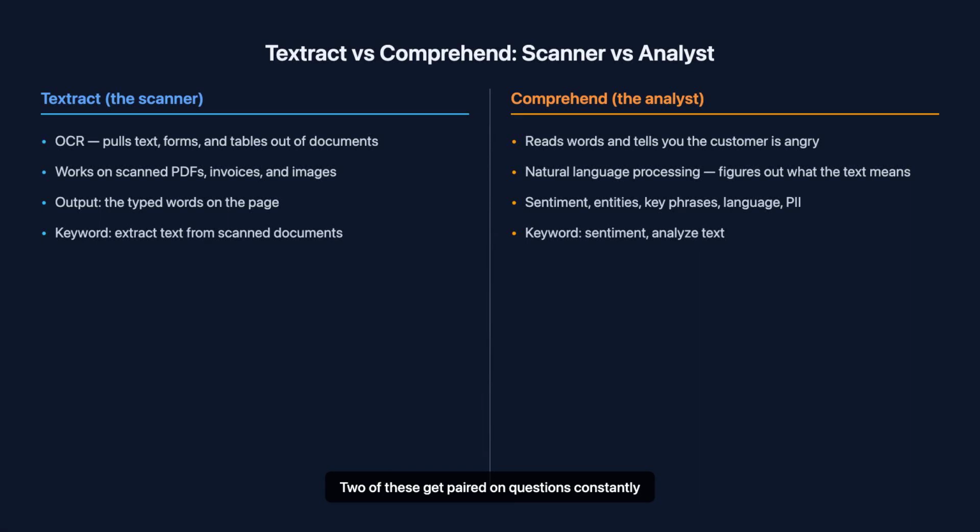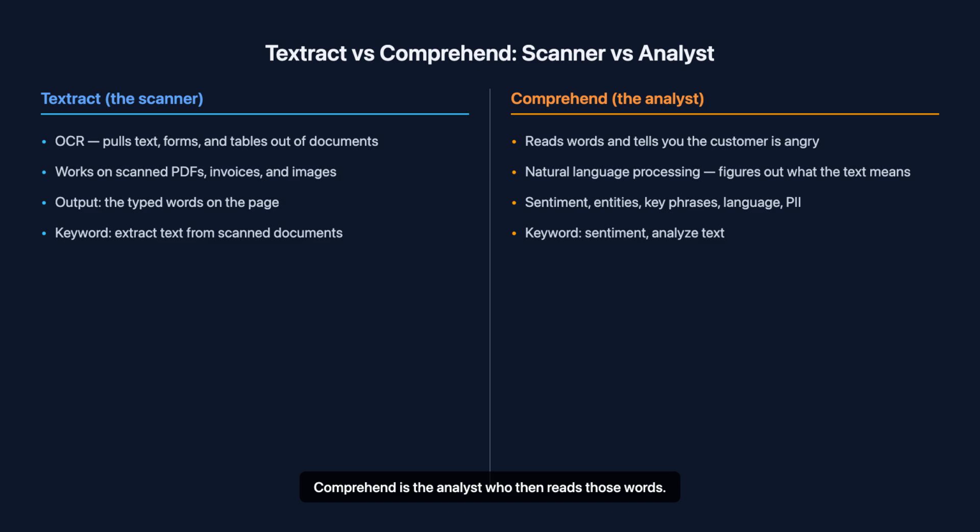2 of these get paired on questions constantly because they sound related, so let's make the difference concrete. Textract is the scanner. It's optical character recognition. It pulls text, forms, and tables out of scanned PDFs, invoices, and images, and the output is simply the typed words from the page. Its Q is extract text from scanned documents.